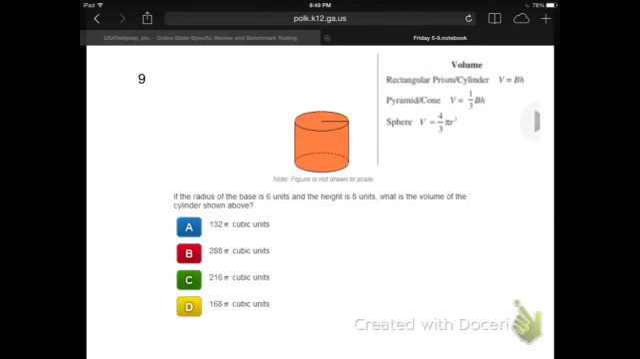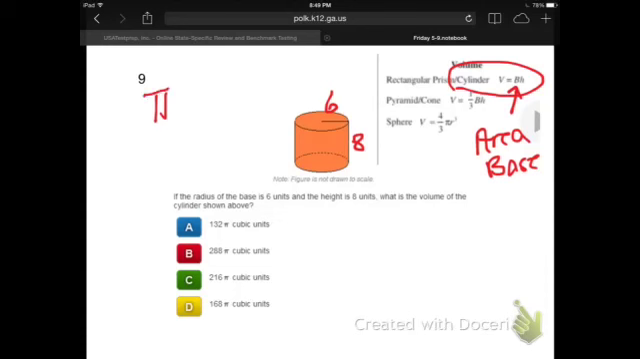Number 9, if the radius of the base is 6 units, so I'm going to put 6 on my radius, and the height is 8 units, what is the volume of the cylinder shown below? So I'm going to use this formula. Now remember, capital B is not base, it's the area of the base. And my base is a circle. So I know the area formula for a circle is pi times r squared. So that's going to give me pi times 6 squared, which is 36 pi.